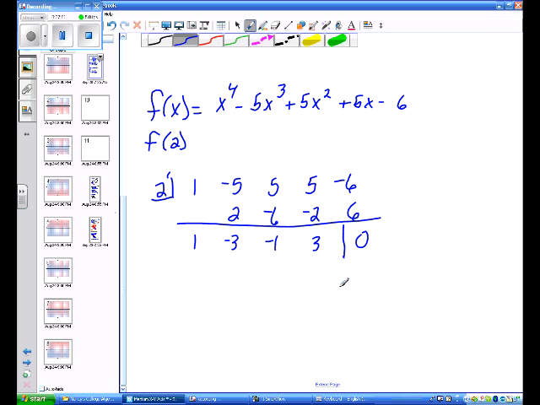So that was my remainder. My remainder was 0, so that means if I had plugged it in up here, I would have gotten 0 for an answer. So f of 2 would be 0. Whatever your remainder is, it's the same thing that you would get if you plugged it in. And let's look at one more that way, and then we're going to come back to this problem for just a minute.